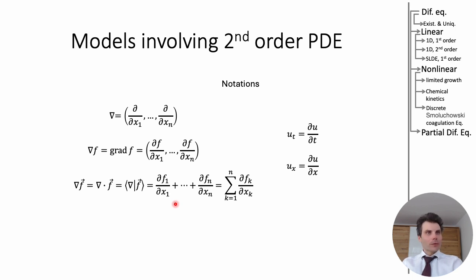Also, for brevity, usually the derivatives with respect to certain coordinates are denoted as a sub-index for a function. So if there is a function u that depends on t and x, the derivative of u with respect to t is denoted as u sub t, and the derivative of u with respect to x is denoted as u sub x.